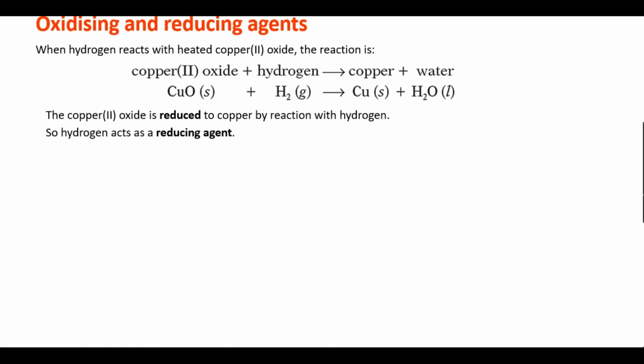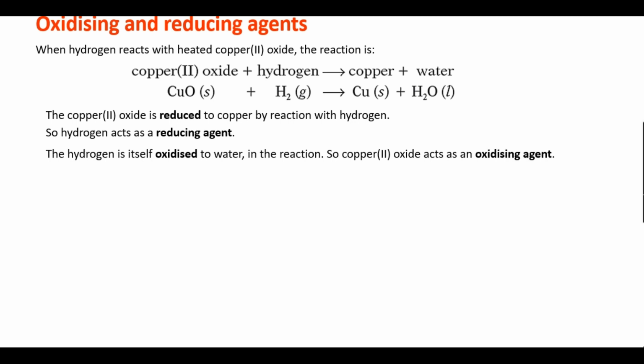On the other hand, you can see the hydrogen is helping copper to do so. Why is hydrogen helping copper oxide to convert into copper? That means the hydrogen is helping copper oxide to get reduced. That is why we can say hydrogen is a reducing agent. The hydrogen is itself oxidized. You can easily see the oxidation state of the hydrogen increases from 0 to +1.